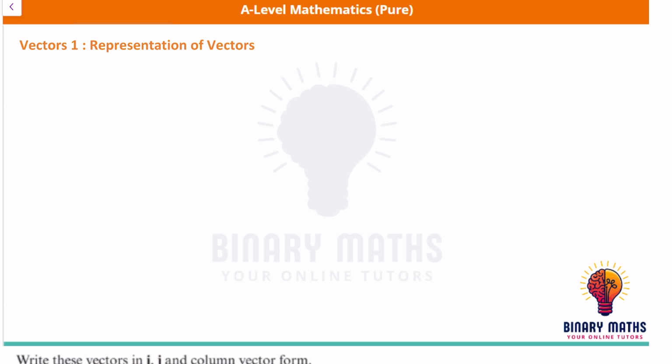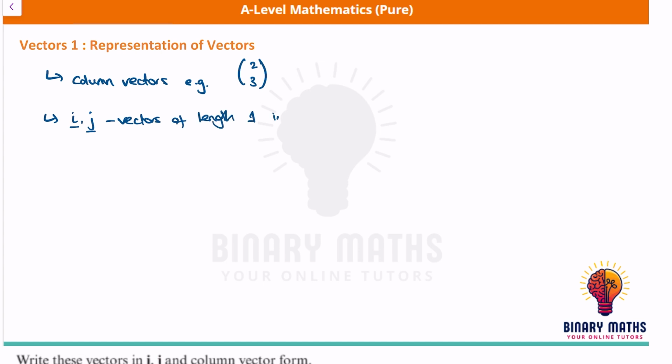So first of all, vectors can be represented in different ways. One of the ways they can be represented is as column vectors, e.g. (2, 3). Another way is using ij components, which are vectors of length 1 in the horizontal and vertical respectively. So that means i is going horizontally and j is vertically.